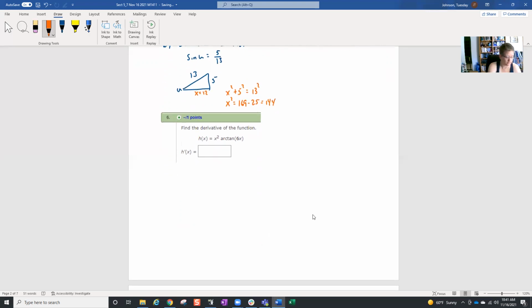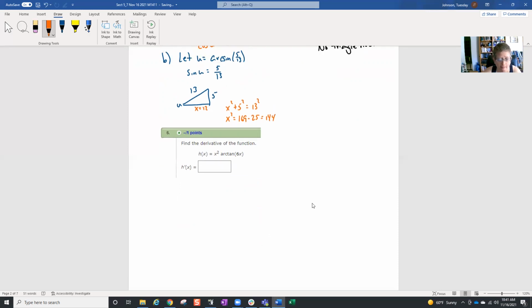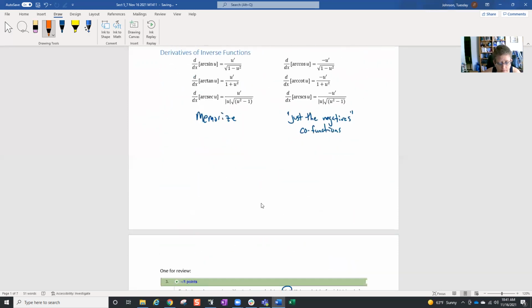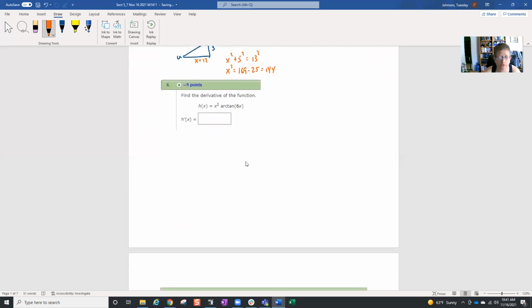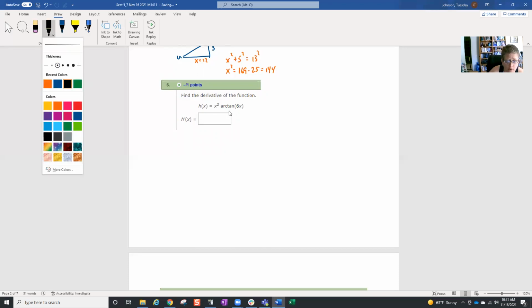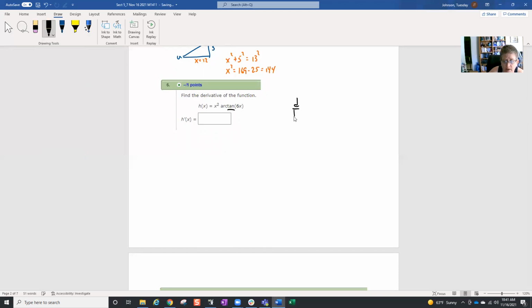Find the derivative of the function. All right, so derivatives. Okay, I see arctangent. The first thing I do, honestly, is I scroll back up and I look at the formula. As soon as I see arctangent, I need this formula: u prime over 1 plus u squared. All right, so that's my formula. But I also see here a multiplication. So I know I'm going to have a product rule.